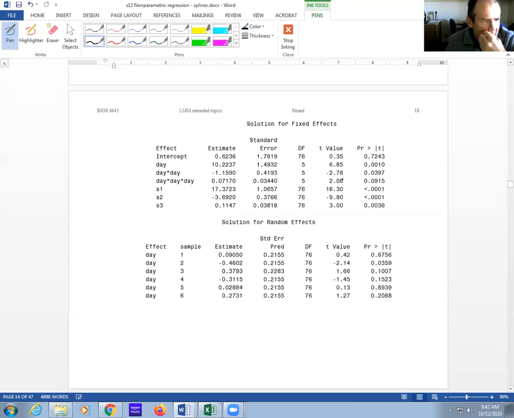Here's the test for each of the parameters in the model. And a solution for the random effects. So these are the linear deviations for the 6 samples that we have. And there's one in particular that seems to have a stronger, it's a negative, right? It has a lower potassium versus time relationship compared to the other ones, and is significant.